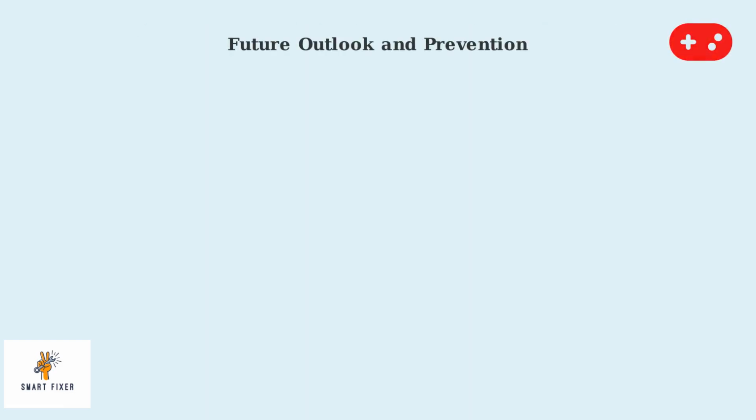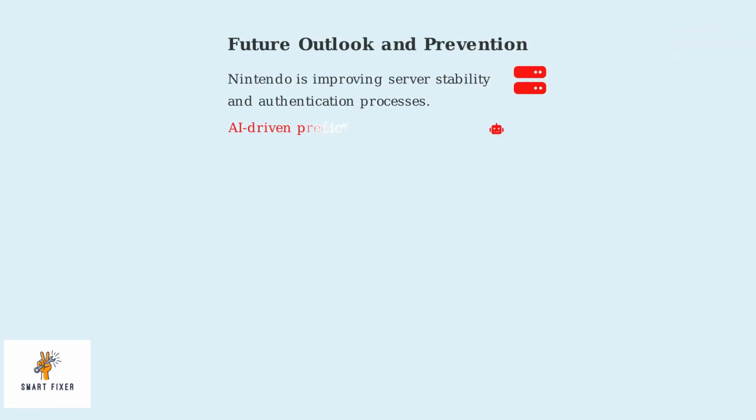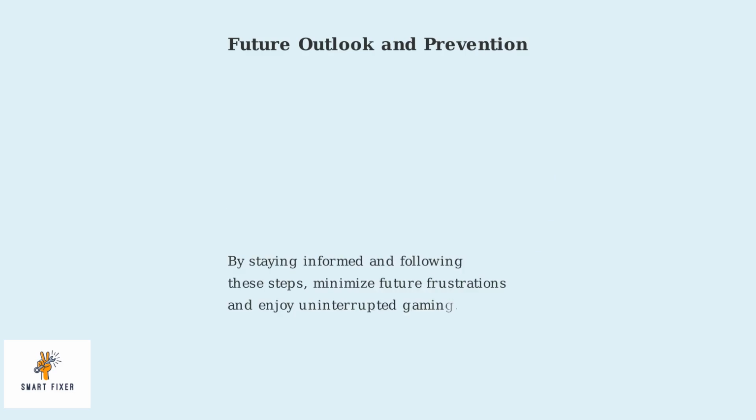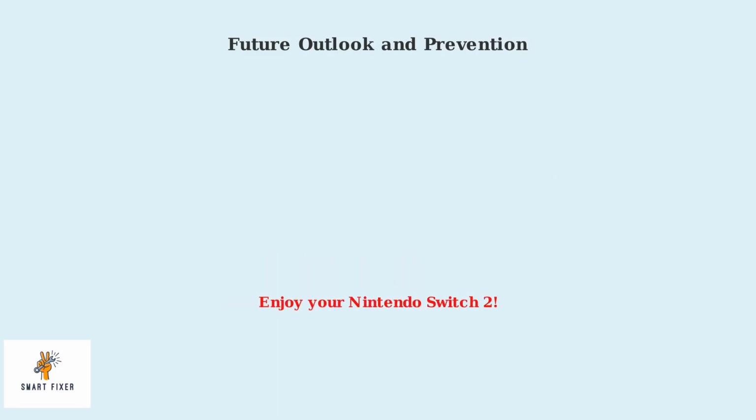Nintendo is actively working on improving server stability and authentication processes. They plan to implement AI-driven predictive maintenance for servers, potentially reducing login errors by 50% by 2027. Stay vigilant about cybersecurity threats like account phishing and always use strong, unique passwords. By staying informed and following these troubleshooting steps, you can minimize future login frustrations and enjoy uninterrupted gaming on your Nintendo Switch 2.